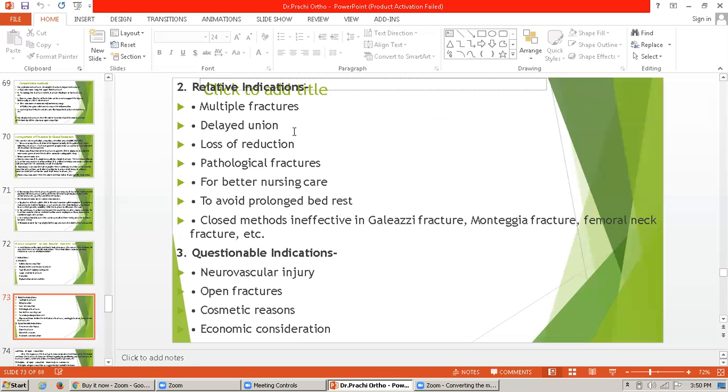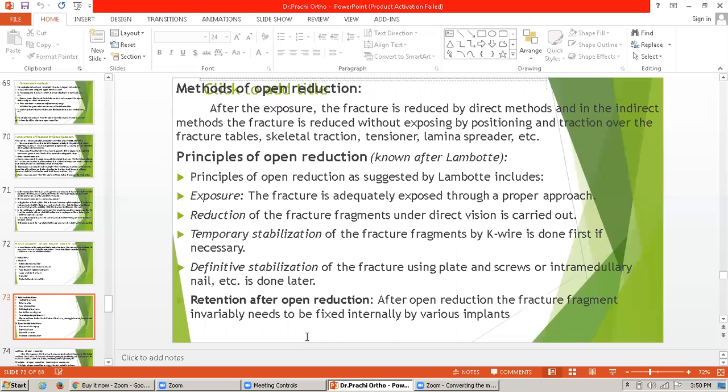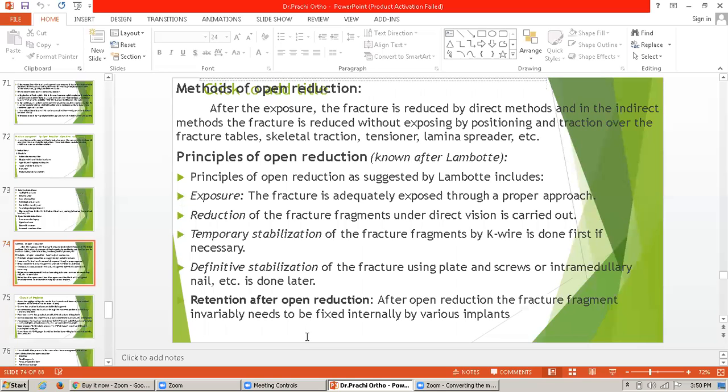Then, there are relative indications like multiple fractures, delayed union, loss of reduction, pathological fracture, for better nursing care, to avoid prolonged bed rest, and where the closed method is ineffective, as in Galeazzi fracture, Monteggia fracture, femoral neck fracture, etc. The questionable indications are neurovascular injury, open fractures, cosmetic reasons, and economic consideration. Then, the methods of open reduction.